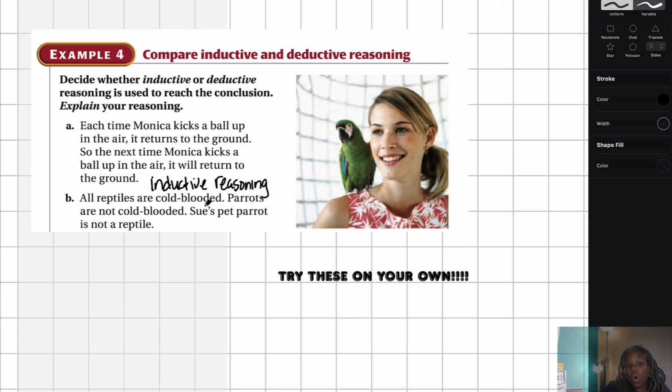So that's inductive reasoning. Let's look at this last one. All reptiles are cold-blooded. Parrots are not cold-blooded. Sue's pet parrot is not a reptile. Deductive reasoning often starts with a law or laws or rules that we know to be true, and then we apply it to a specific situation. We know that this parrot here is not a reptile.